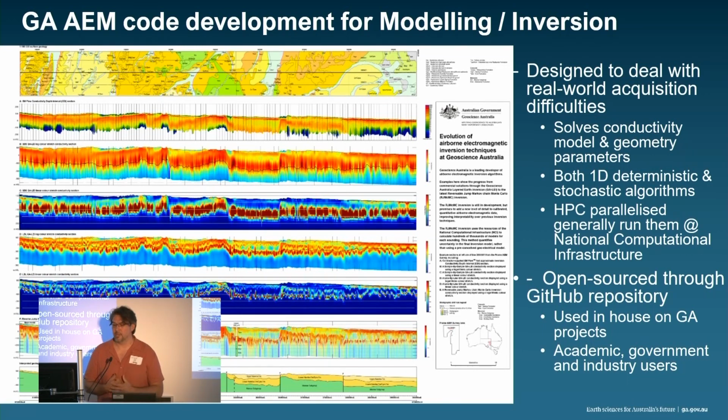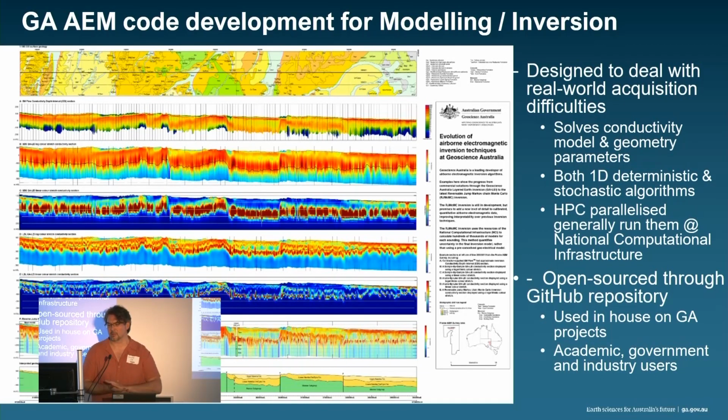So through time, GA has developed a lot of inversion codes. They're designed to deal with real problems in acquisition. We solve things around geometry and parameters. The problem with AEM data and inversion of AEM data is that it's a non-unique problem. So there are multiple models that could give you the same reading. It's the same with a lot of geophysical techniques, but the more measurements you have on the geometry and things like that, the more true you are to your conductivity model.